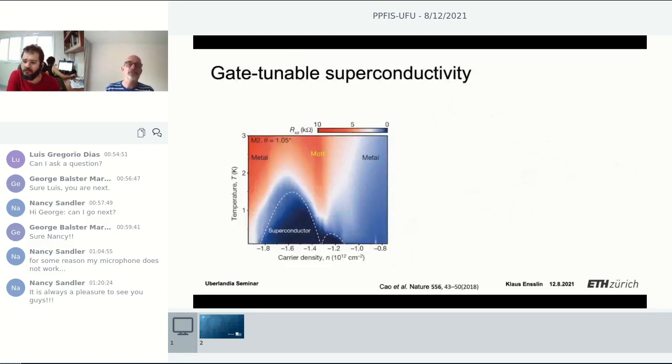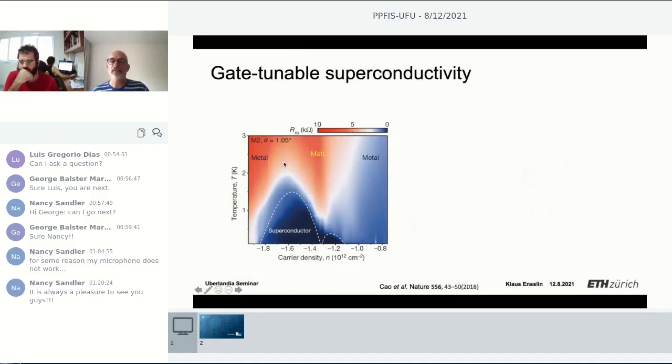This is temperature versus carrier density. And when you have dark blue, that means very low resistance. I should maybe add as an experimentalist that all the resistances that we and others have measured are relatively high compared to what people in standard superconductors have measured. So it's not really a super low resistance, but there are many other indications that it's a superconductor. And there are actually reasons that you understand why the resistance is not so small. And then there are these phases here as a function of temperature and carrier density that play a role here.